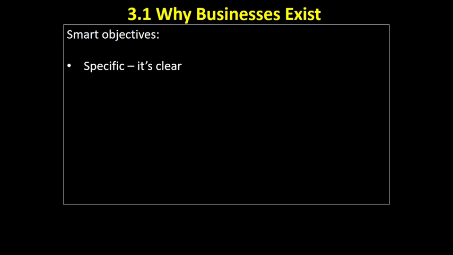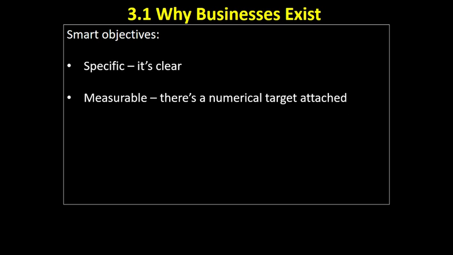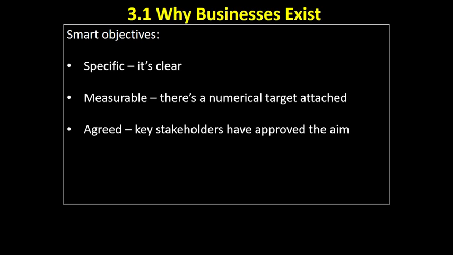So a good way to make sure that an objective is really clear is to set a SMART objective. The first thing is that a SMART objective is specific, which means it's very clear what needs to be done. It should be measurable, so there should be a numerical target attached to that objective. It needs to be agreed by all of the people involved in achieving the objective.